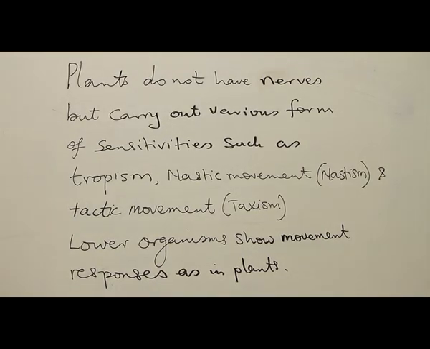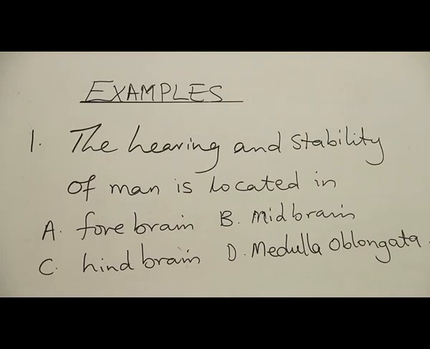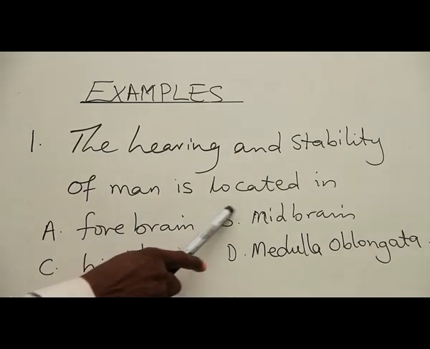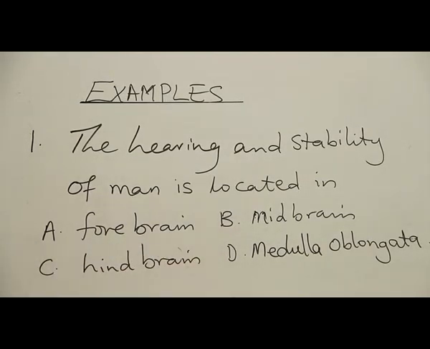So let's use some examples. Example one, the hearing and stability of man is located in A, forebrain, B, midbrain, C, hindbrain, and D, medulla oblongata. Hearing and stability. So we are looking at the function of the parts of the brain.